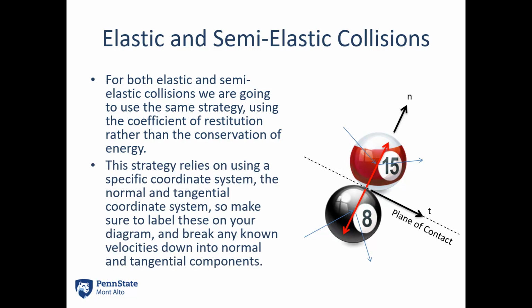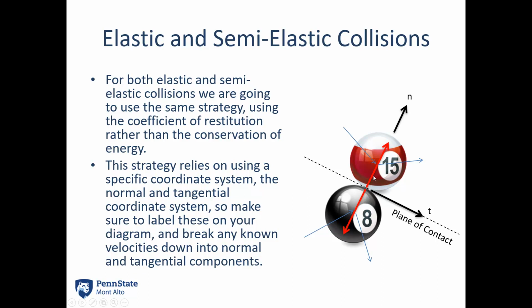All right, so the strategy relies on using a specific coordinate system as well. We want to use the normal and tangential coordinate system. We want to make sure we label these in the diagram and break down any velocities into normal and tangential components. If we have two bodies colliding, like with these two billiard balls right here, the plane of contact is the plane along which they're going to be impacting.